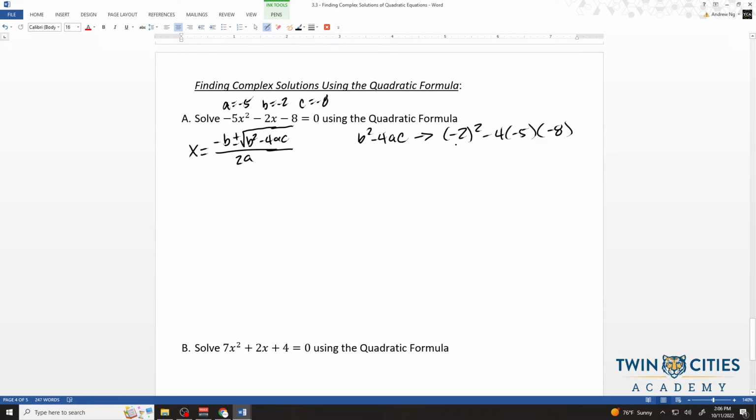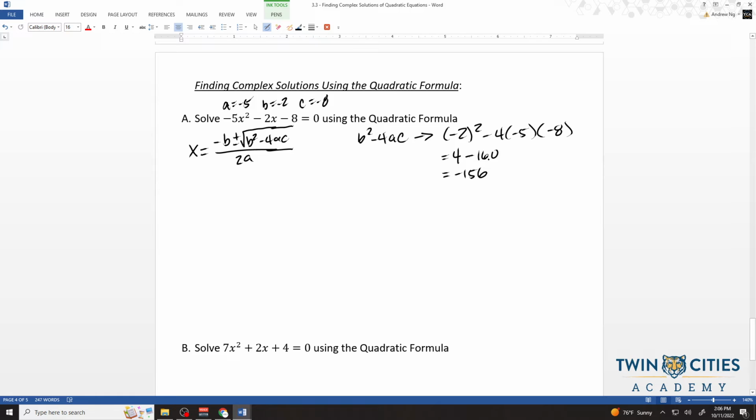Okay, well, negative 2 squared, that's going to make 4. And then 4 times negative 5 is going to be negative 20. And then negative 20 times 8 is going to be positive 160. So this is 4 minus 160. 4 minus 160 is negative 156.